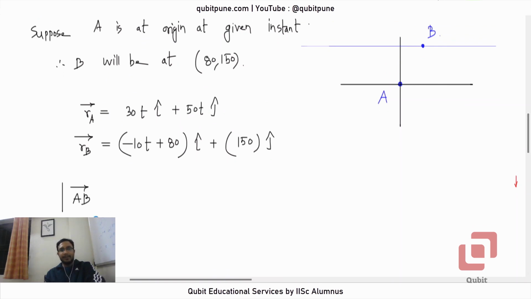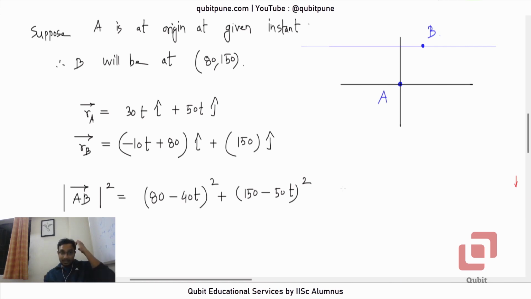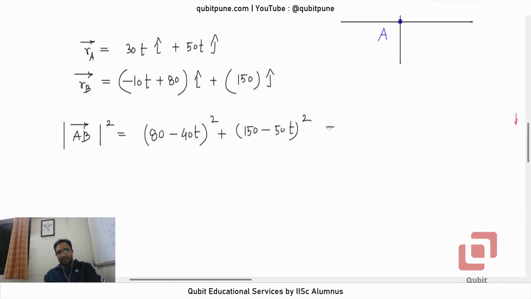Now, what will be AB bar? Because magnitude of AB bar will be distance. So can we find AB bar or directly find the magnitude squared? Because that will get rid of the root, right? AB bar squared. So how much will that be? B minus A. So it will be (80 minus 40t) squared plus (150 minus 50t) squared. Is that clear? Okay, that's fine. Now let us call this as our function d, suppose, or let's say, maybe I'll call it z, okay.